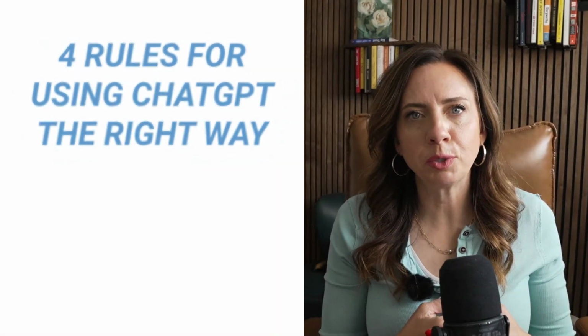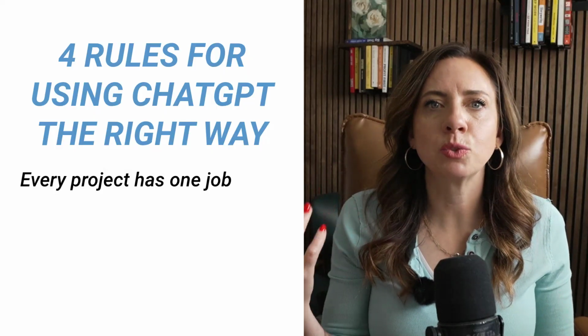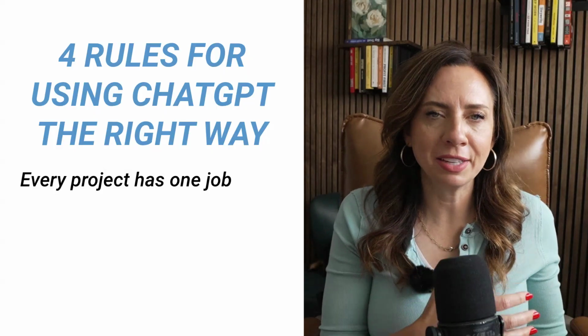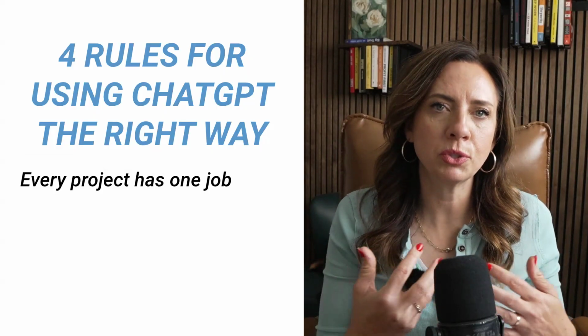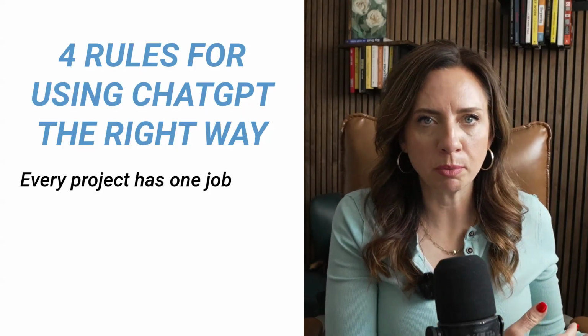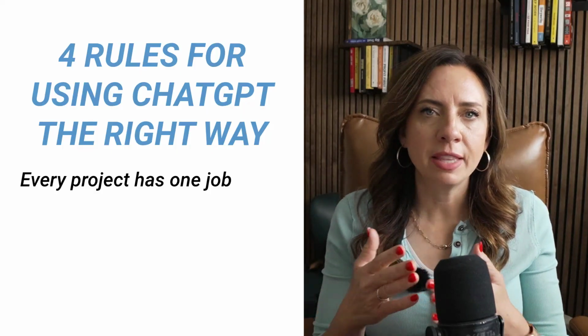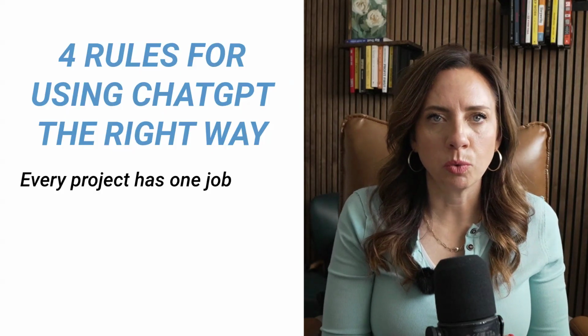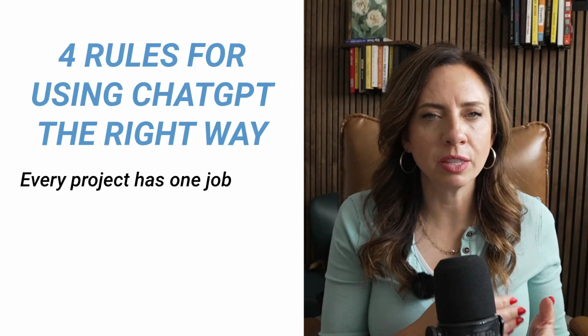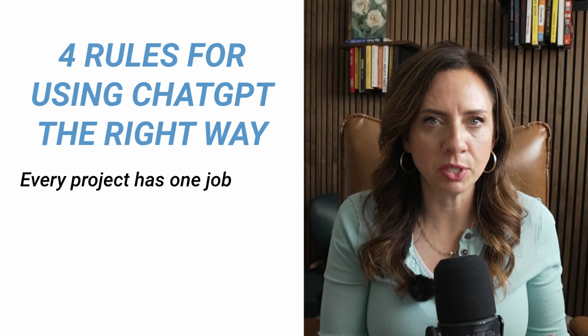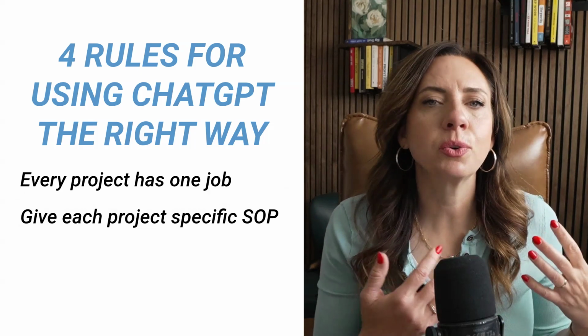Here's some rules for each project. First, every project has one job. So you don't want to analyze Instagram and write your YouTube scripts and turn YouTube into blog posts all in one project. You want to have one project for one job. This keeps things really clean. It keeps things organized. It keeps your GPT laser focused on the job that it's supposed to do within that project.